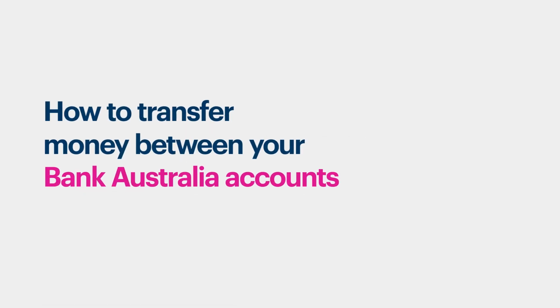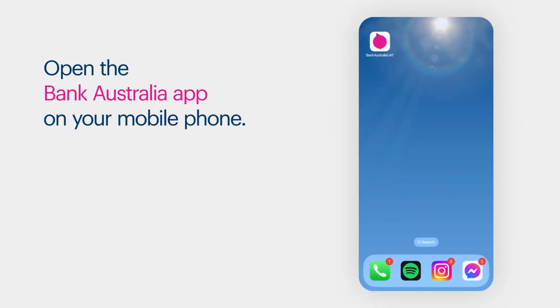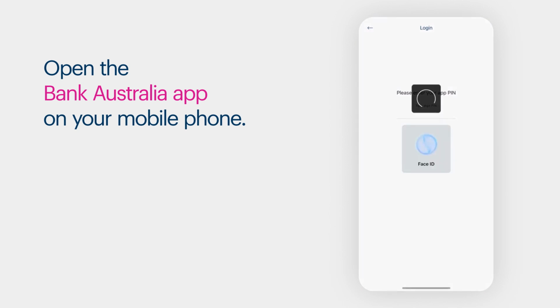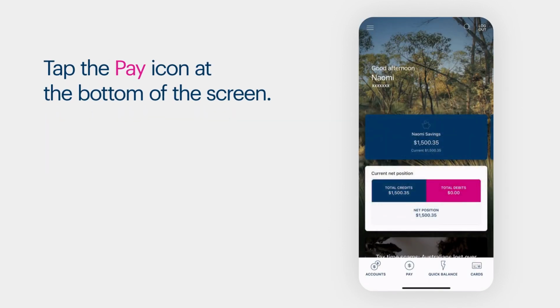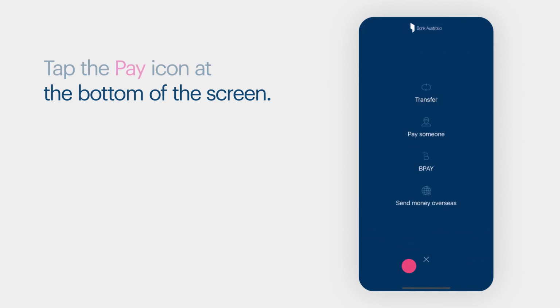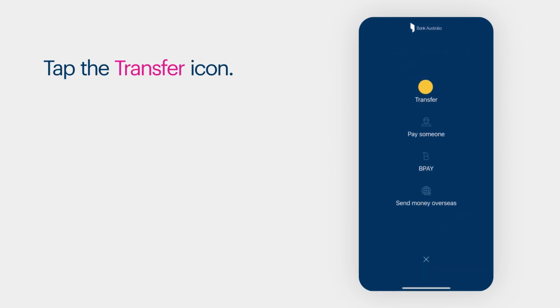How to transfer money between your Bank Australia accounts. Open the Bank Australia app on your mobile phone. Tap the Pay icon at the bottom of the screen. Now tap the Transfer icon.